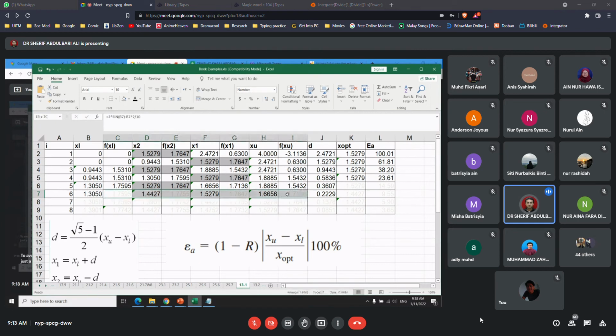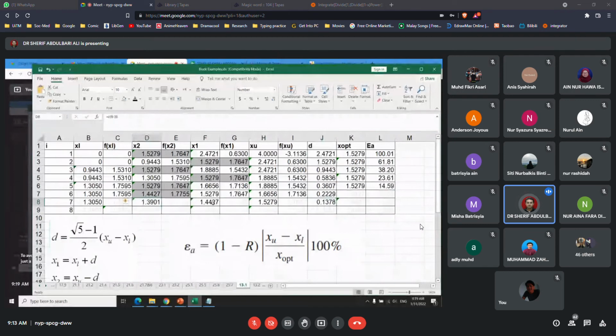Again, you are going to find the function, but here you need to find the x optima. X optima, again, here is x2, and calculate the error. It's 14%. Find the values of the function, and look at the values in here. I get the answer of 1.77 for x2, and 1.76 for x1. So still, the function of x2 is greater than the function of x1. So again, x upper will take the value of x1, x1 will take the value of x2, and x lower will remain the same. I need to calculate a new value of d to find a new value of x2.